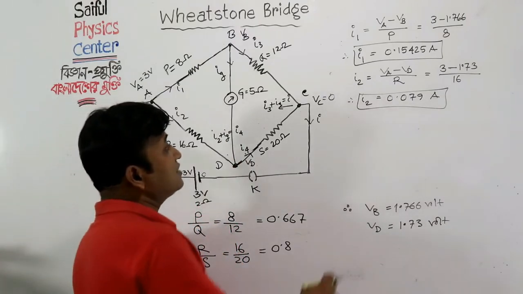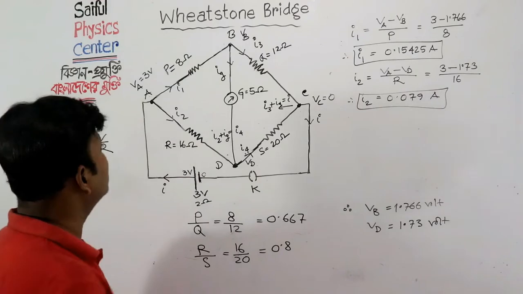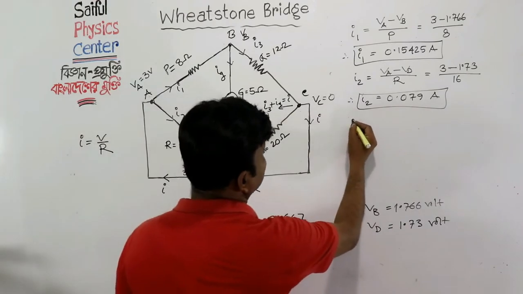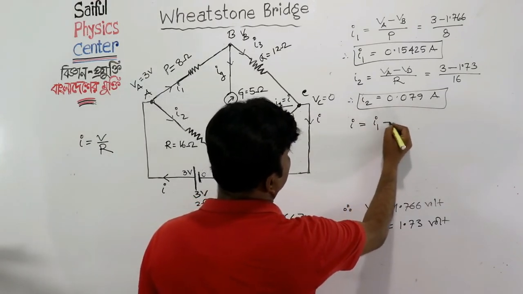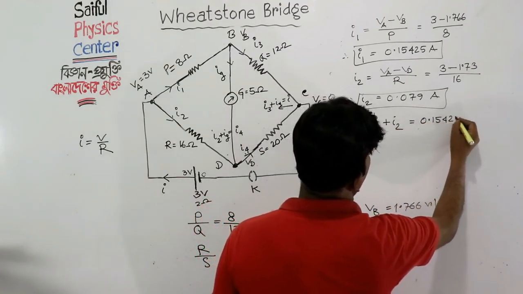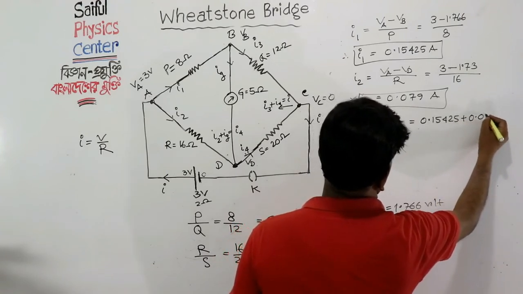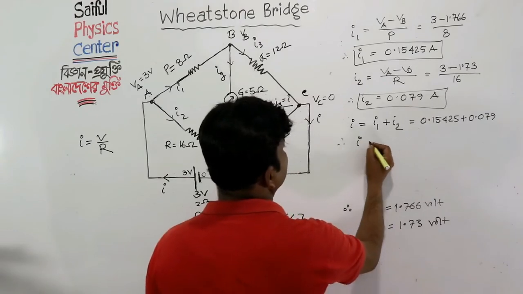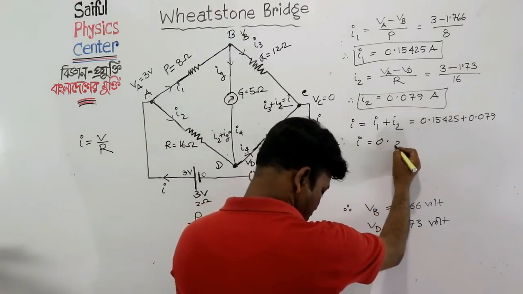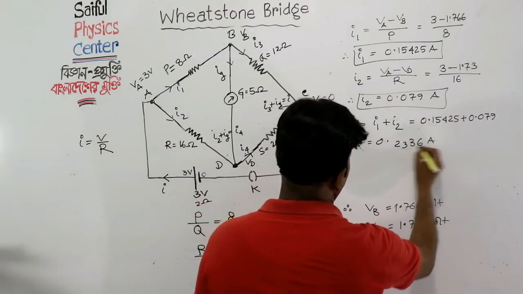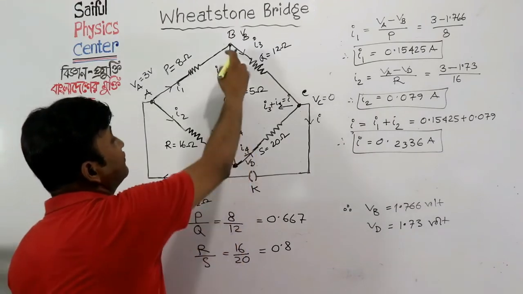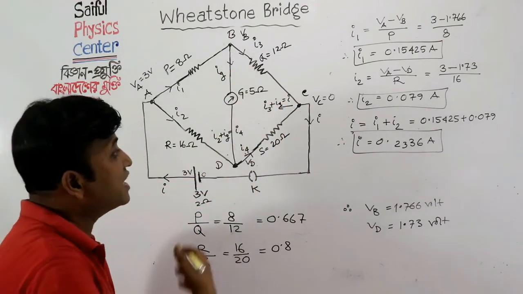So as we have I1 and I2, using the junction law, we get the main current of this circuit as I equals I1 plus I2. Here I1 is 0.15425 plus 0.079. So the main current of this bridge is 0.2336 ampere. Similarly, we can calculate the current of any branch by the same process.